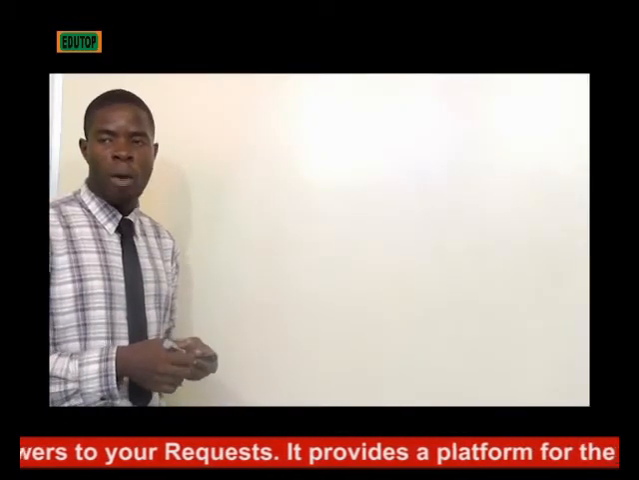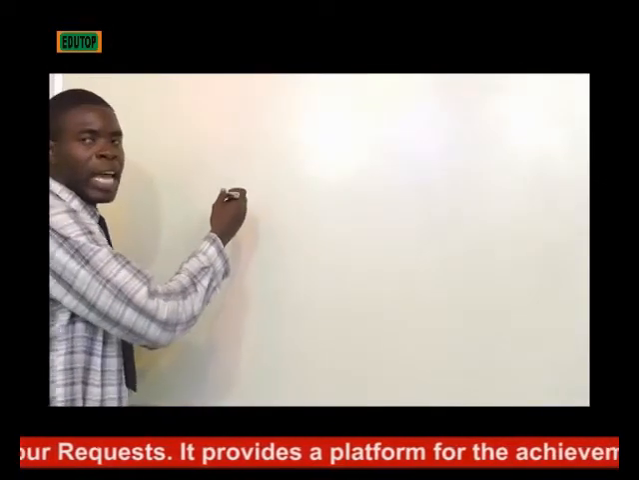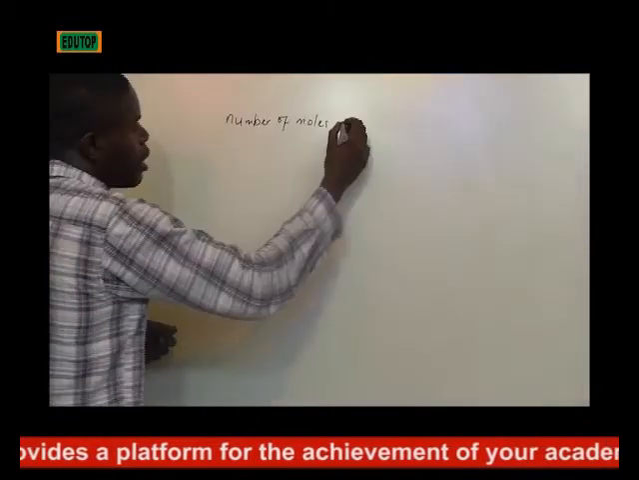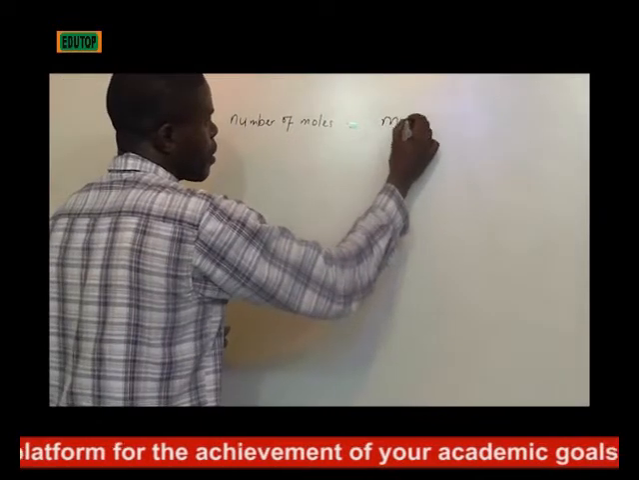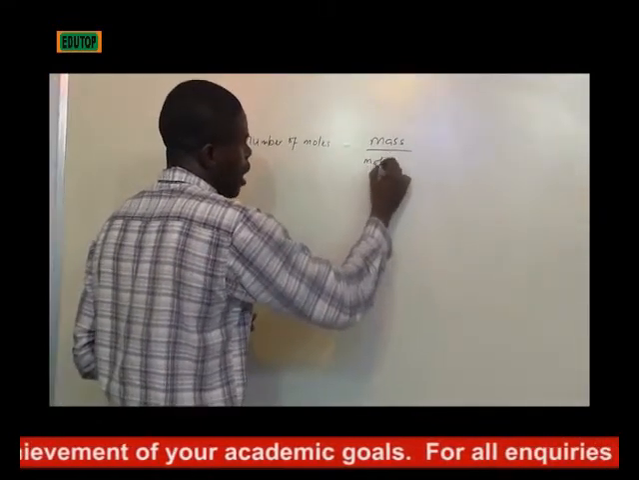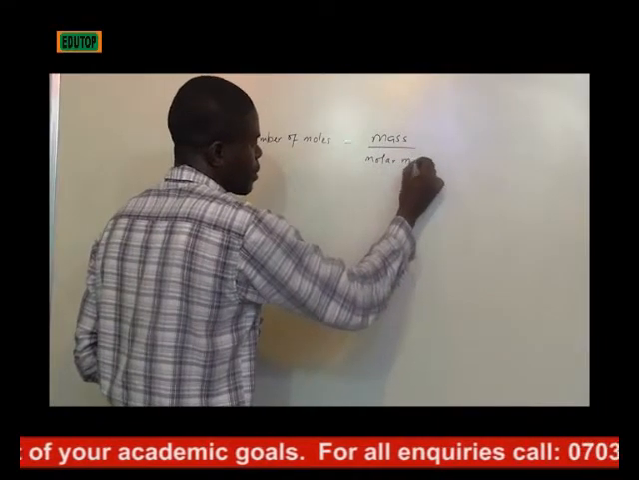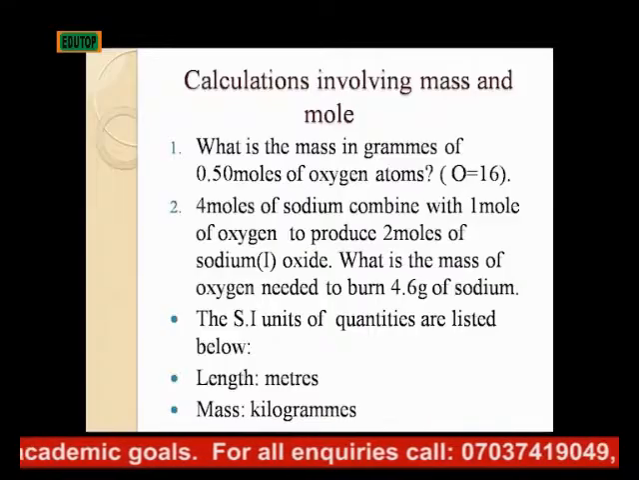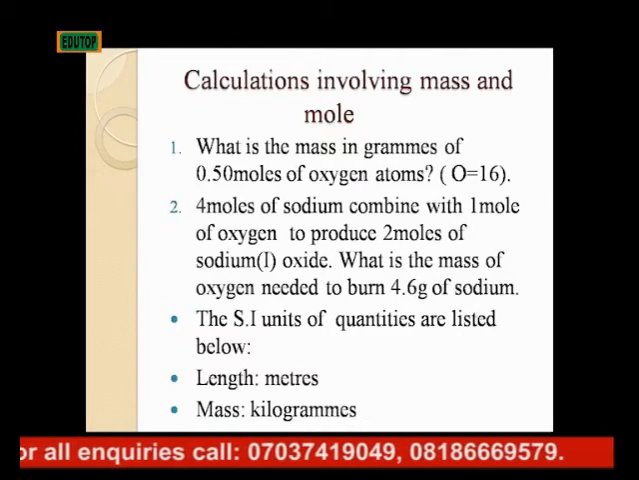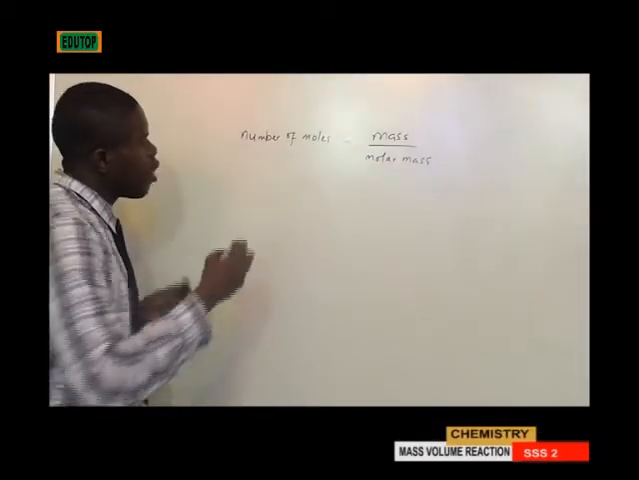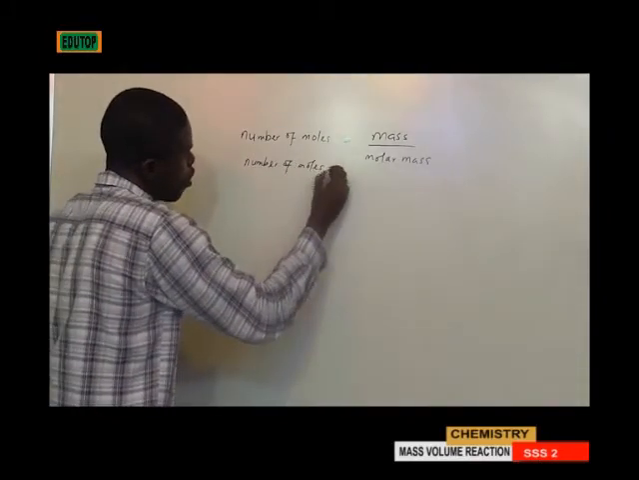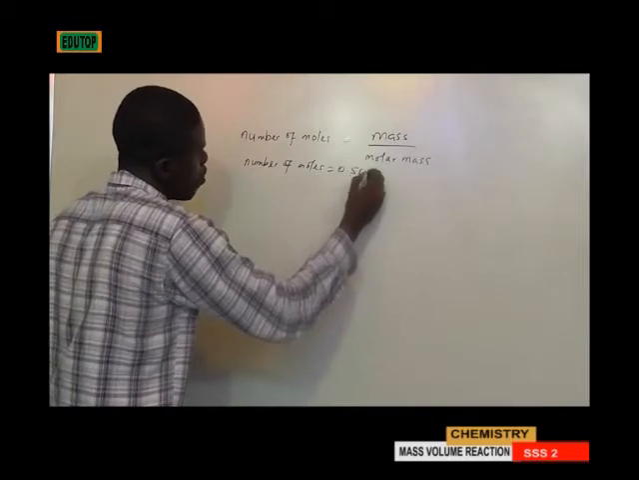Owing to question number 1, it has been established earlier that number of moles equals mass of substance all over molar mass. The question asks us to look for the mass in gram, and number of moles has been given. Number of moles equals 0.50 mole.